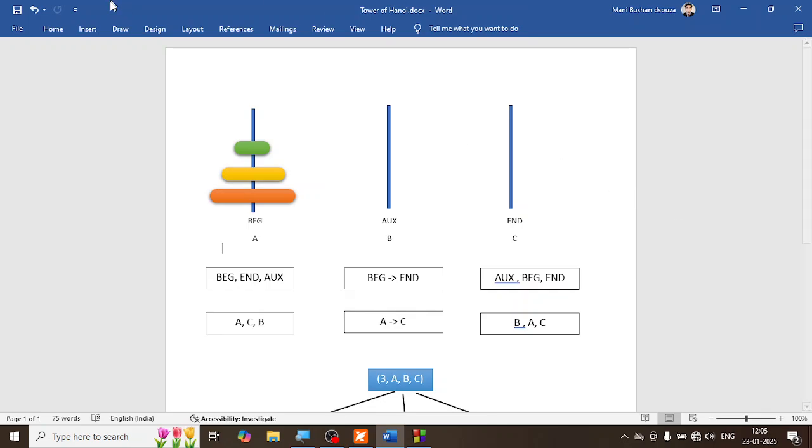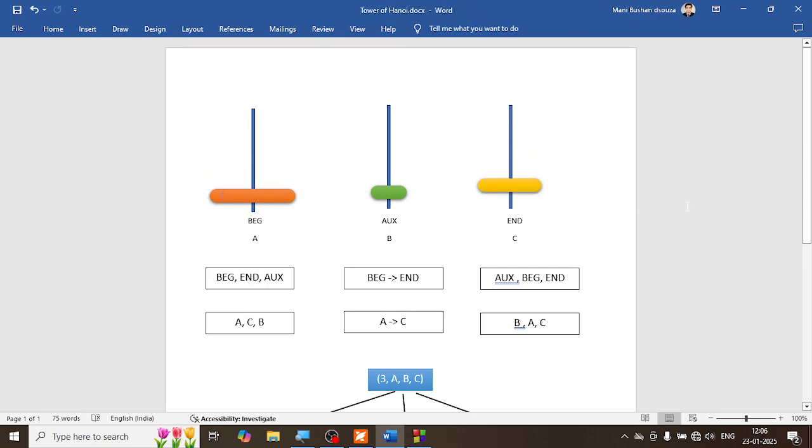Now, if you try to move this one here, so n was 3. Remember, n is 3 now. So total number of disks are 3 now. So if you want to move this one, first move it here. Okay, so done. Then move this one to here. Done.